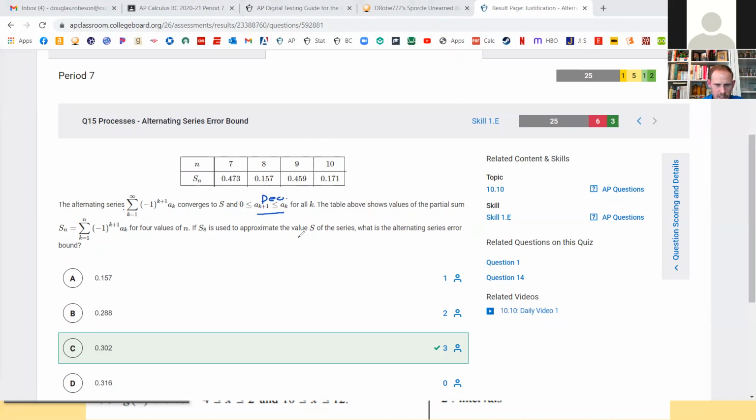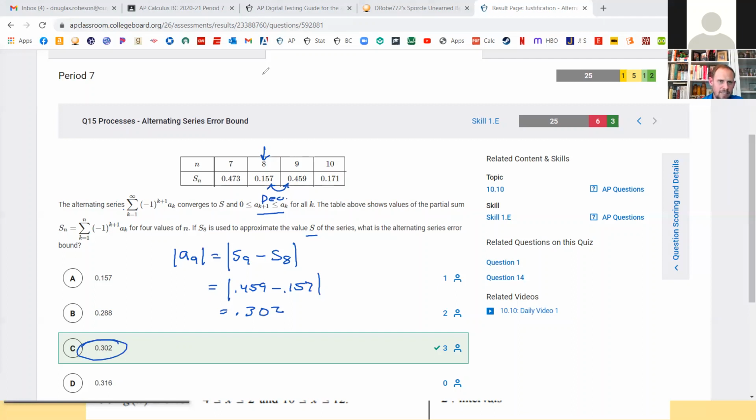If S of 8 is used to approximate the sum S of the series, what is the alternating series error bound? Well, if we're using S of 8, the next term, so not the next sum, but the next term would be the error bound. So the difference in these two is going to be the error. So the next term, a sub 9 in absolute value, is equal to S9 minus S8 in absolute value, the difference between the terms. So this is just going to be 0.459 minus 0.157, and the difference in those is 0.302. There it is. It's a sneaky problem.